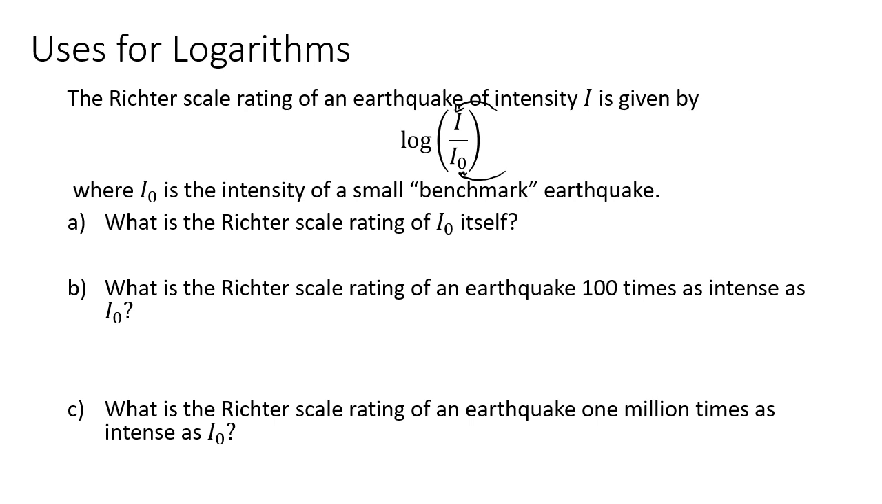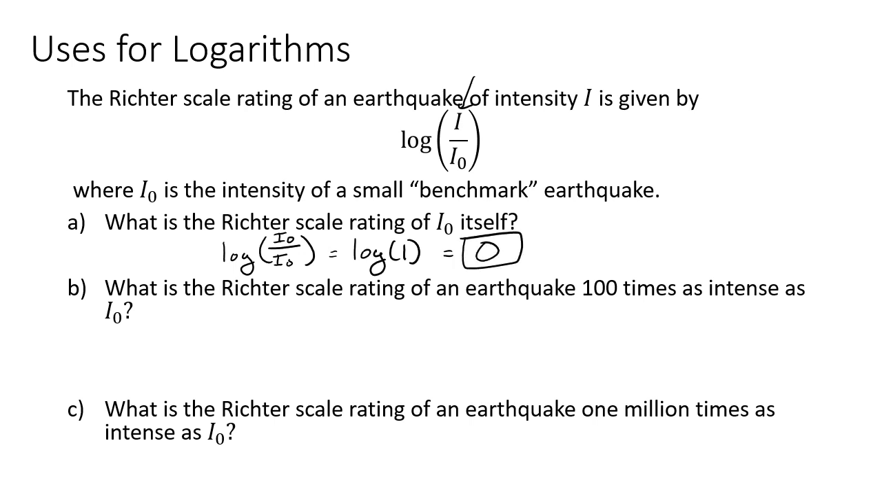And so let's answer a couple of questions to understand how this logarithmic scale would work. For part A, we're asked what would be the Richter scale rating of I0 itself. The earthquake that you're measuring is what goes in the numerator. And so if we're trying to measure I0 itself, this becomes log of I0 over I0. The denominator is always the same, and since these are the same, this would just reduce to 1. And so this is log of 1. 10 raised to what power would give you 1?